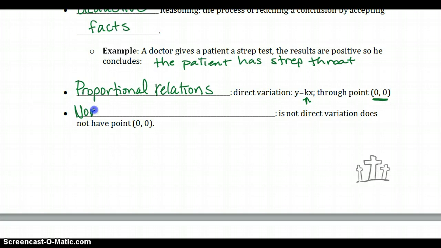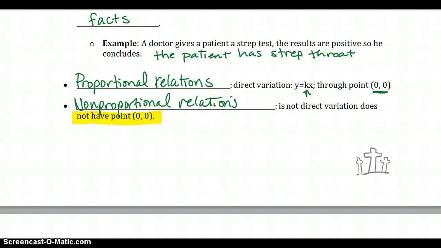Non-proportional relations is when it does not vary directly. Okay? It does not have the point 0, 0. Non-proportional relations does not vary directly. Let's look at the next page.